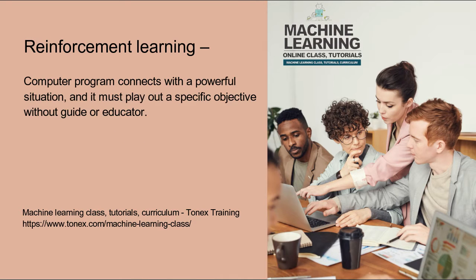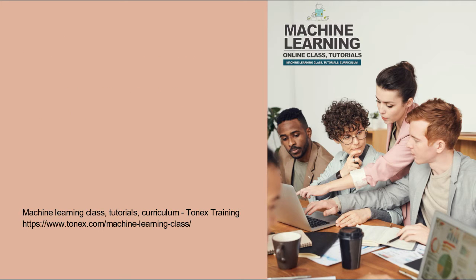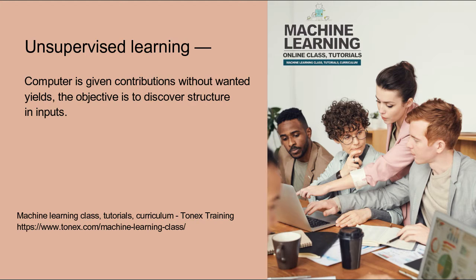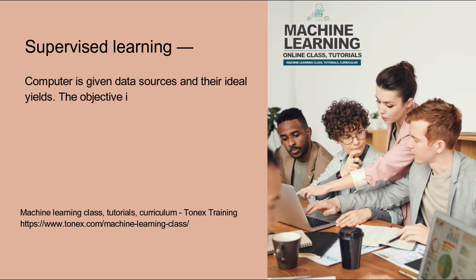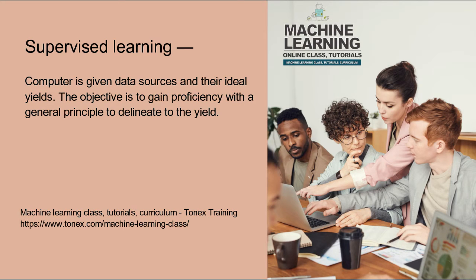Reinforcement learning: the computer program interacts with a dynamic environment, and it must perform a certain goal without a guide or teacher. Unsupervised learning: the computer is given inputs without desired outputs, and the goal is to find structure in the inputs. Supervised learning: the computer is given inputs and their desired outputs. The goal is to learn a general rule to map the inputs to the output.